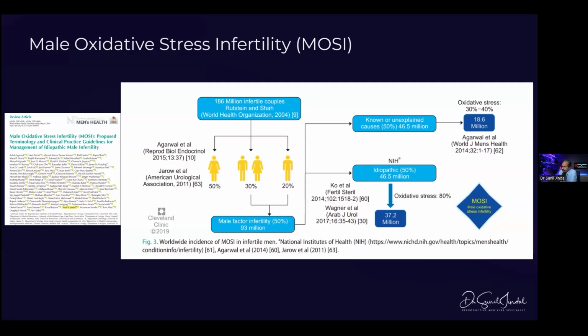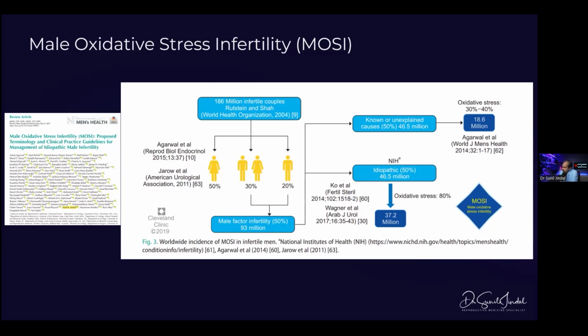Now, this is a very interesting slide, and I was again a part of this whole study: male oxidative stress infertility. Data of, I would say, 2014. So in 2014, there were 186 million infertile couples, 50% women, 30% both, 20% man. So male factor actually was 50%, which is about 93 million, but 100 million, I would say, much more now. If you consider the known factors, they are 50%, so 50 million. And idiopathic, where nothing is found, about 50 million.